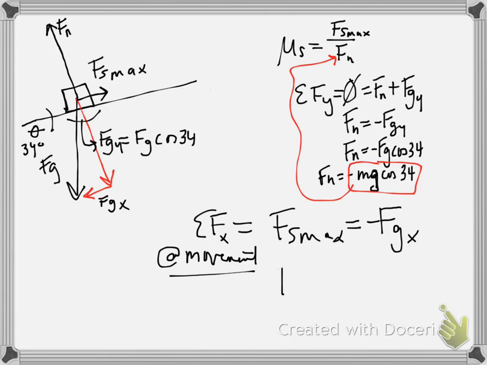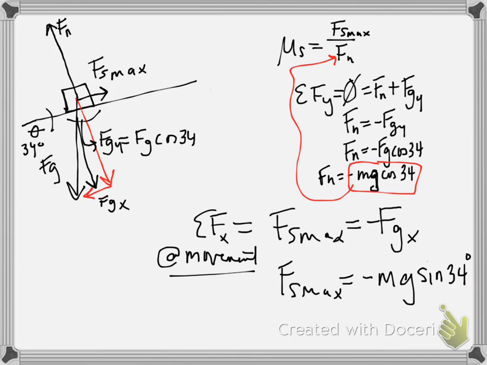Well, Fgx equals negative Fs. Sorry, they're equal and opposite because one has overcome the other. So the force of static friction max is equal to the negative mg. Fgx is opposite the angle, sine of 34 degrees.